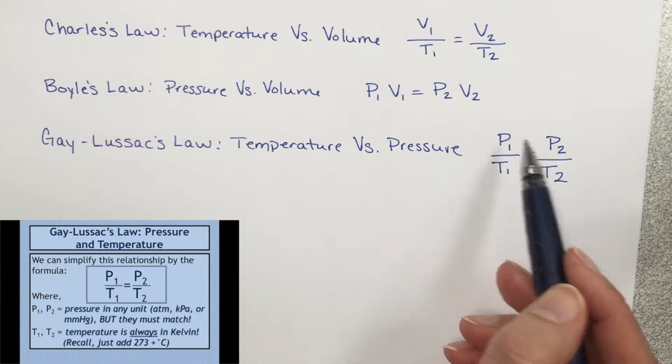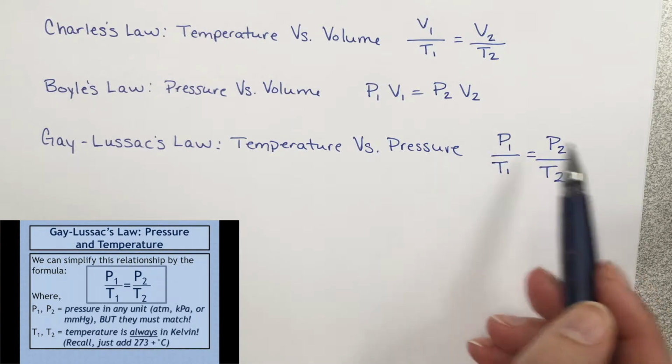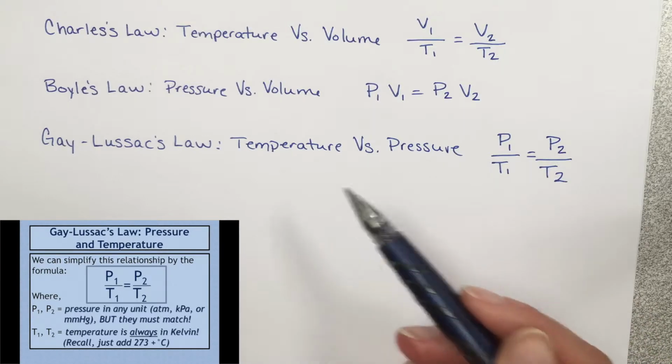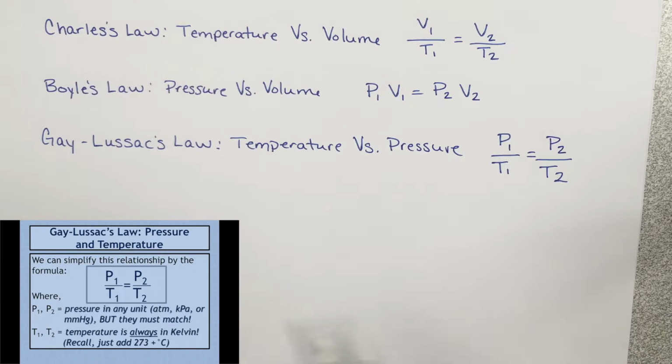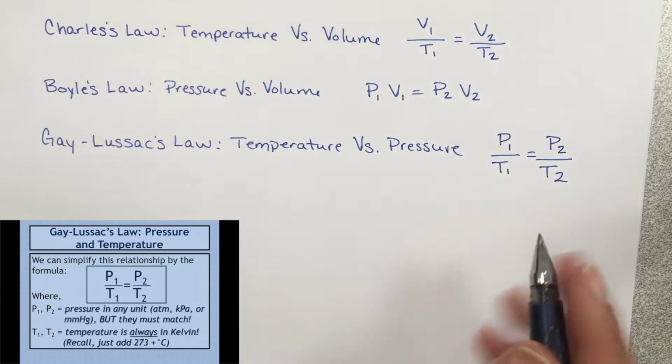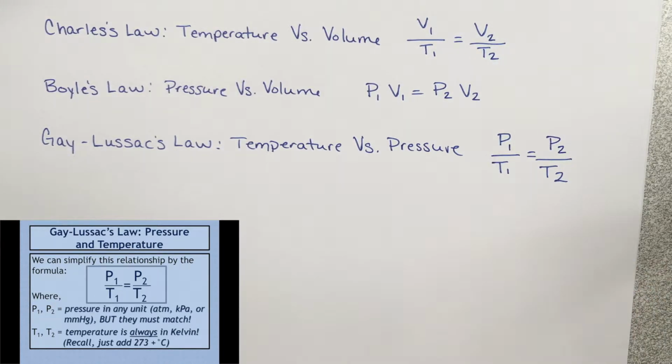You can't use atmospheres here and millimeters of mercury here. You must convert one or the other, and I suggest converting to whichever one the question is asking for the answer to be in. That way you don't have to convert again. Okay, and temperature must always be in Kelvin. That's not an option.